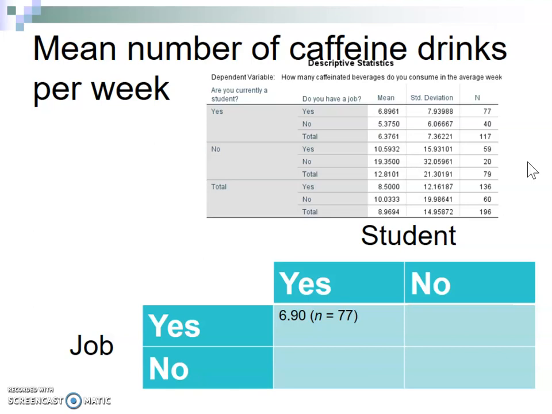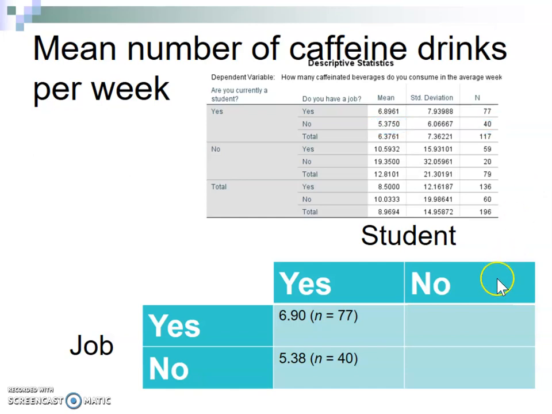So next, let's look for the mean corresponding to the people who said, yes, I am a student, but no, I don't have a job. So yes, I am a student, no, I don't have a job is going to go right here into this box. So looking here, yes, I'm a student, no, I don't have a job, the mean would be right there, and there's our n. So the mean is 5.38 with the n being 40.